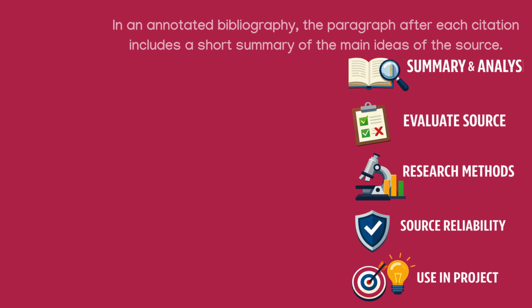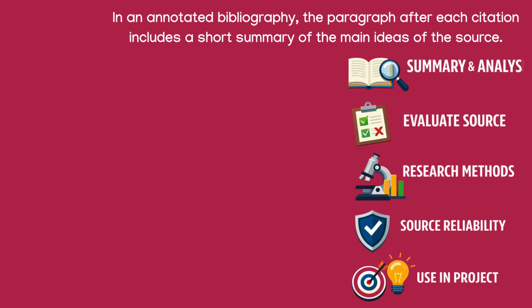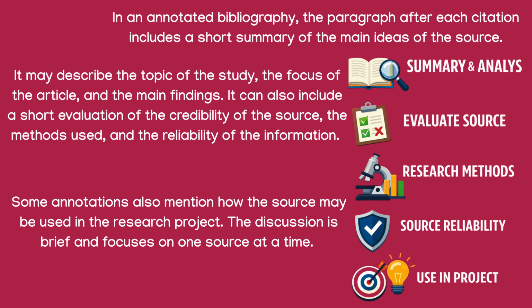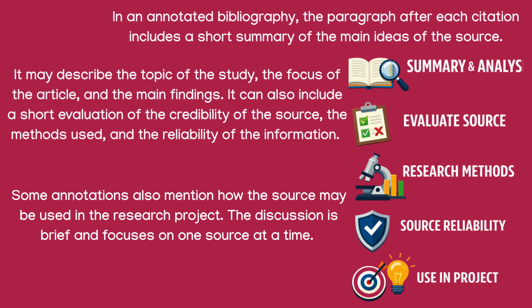What you write for each source. In an annotated bibliography, the paragraph after each citation includes a short summary of the main ideas of the source. It may describe the topic of the study, the focus of the article, and the main findings. It can also include a short evaluation of the credibility of the source, the methods used, and the reliability of the information. Some annotations also mention how the source may be used in the research project. The discussion is brief and focuses on one source at a time.